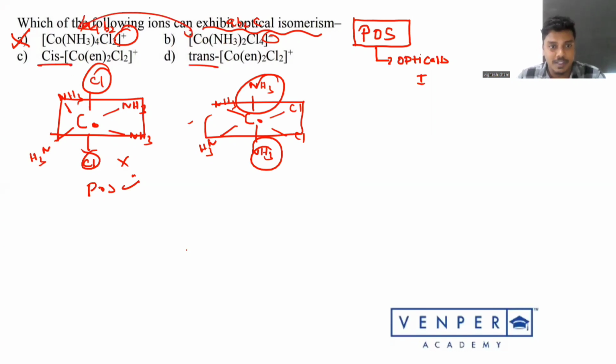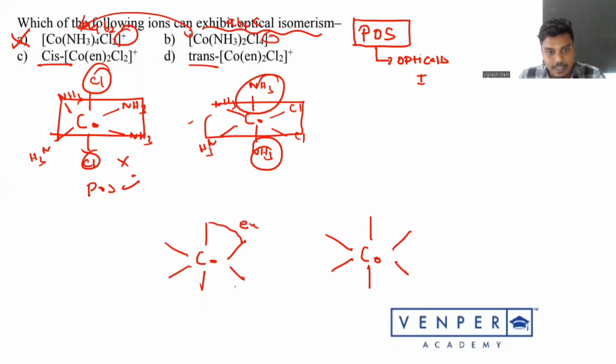Now this is cis. This is very important. See, cobalt with 1, 2, 3, 4, 5, 6. Similarly, cobalt with 1, 2, 3, 4, 5, 6. This is en, ethylenediamine. This is the cis form, with en and en, and Cl and Cl. What is the trans form? Here en and here en.